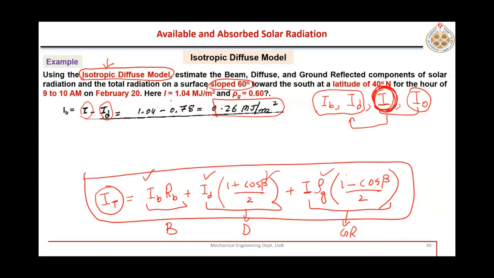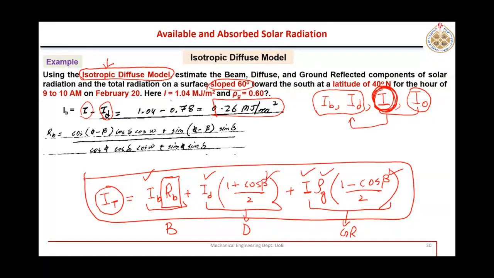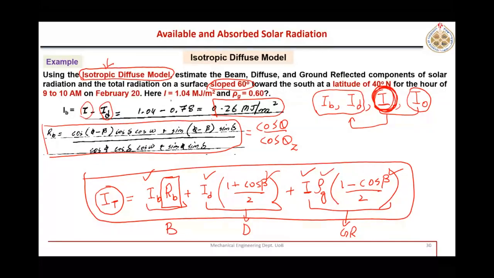Beta is given, ground reflectance is given, total I is given. But now we need to find out RB. So for RB, the equation which we studied in chapter 1 was this one, that was actually cos of theta over cos of theta z.